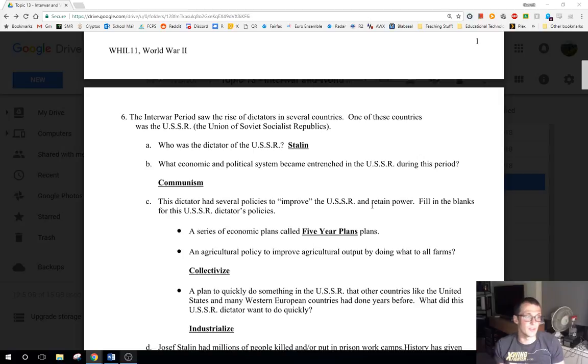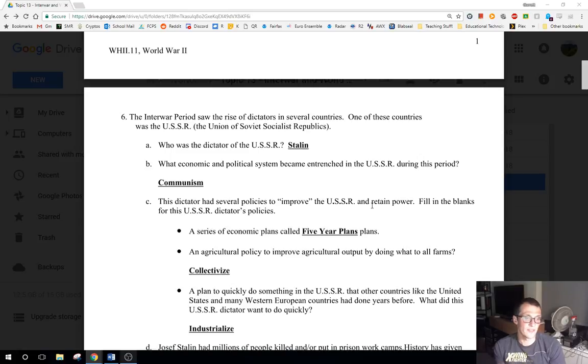The interwar period is going to see this rise of dictators, not just in Germany, but in other countries as well, right? So in the Soviet Union, you will have Joseph Stalin come to power when Lenin dies, and you will get the cementing, really, of communism in the Soviet Union, right, in the USSR, the Union of Soviet Socialist Republics.